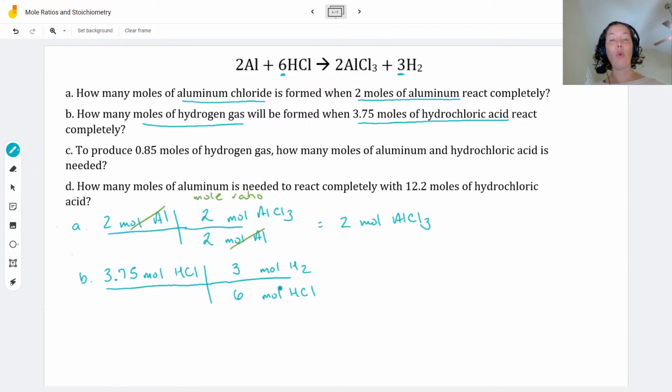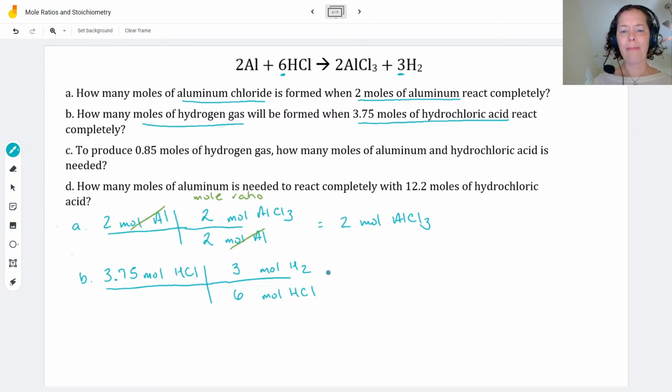Again, this is my mole ratio. It's purely based on the balanced chemical equation. It's never going to change. It doesn't matter how many moles you start with or how many moles you finish with. The mole ratio is always 3 to 6 or 6 to 3. Of course, you can reduce this one as well.